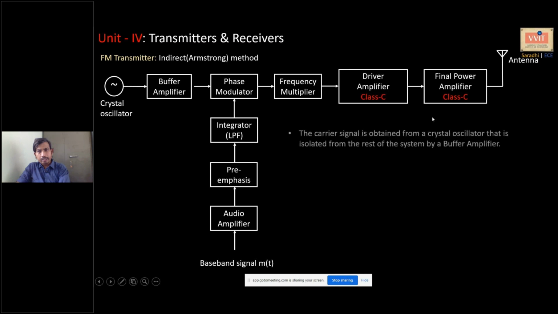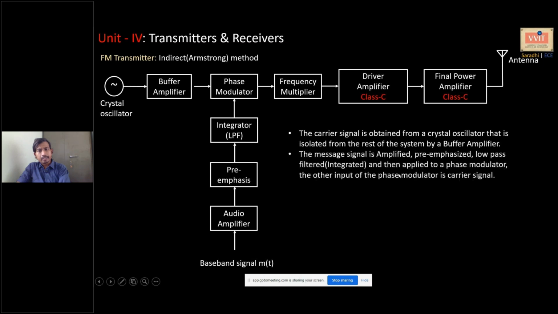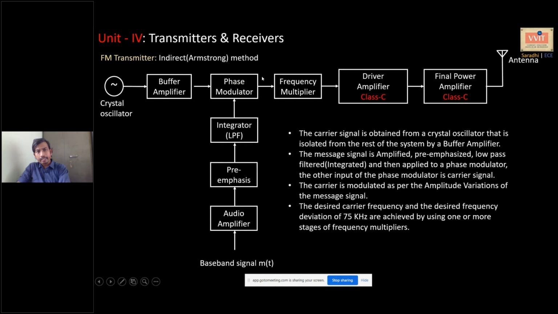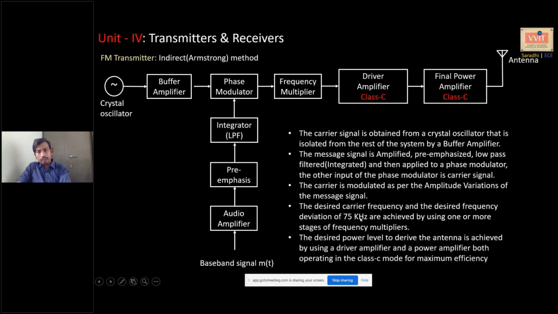Now this carrier is obtained from a crystal oscillator, that is isolated from the rest of the system using a buffer amplifier. The message signal is amplified to a suitable value and then pre-emphasized, and then low pass filtered to band limit it, and then applied to the phase modulator. The other input to the phase modulator is the carrier, okay. The carrier is modulated as per the amplitude variations of the message signal, that is, it is generating an FM signal, and this is centered at some lower carrier frequency, and that is converted into wideband FM, so that the frequency deviation equal to the standard value of 75 kilohertz is achieved by doing so.